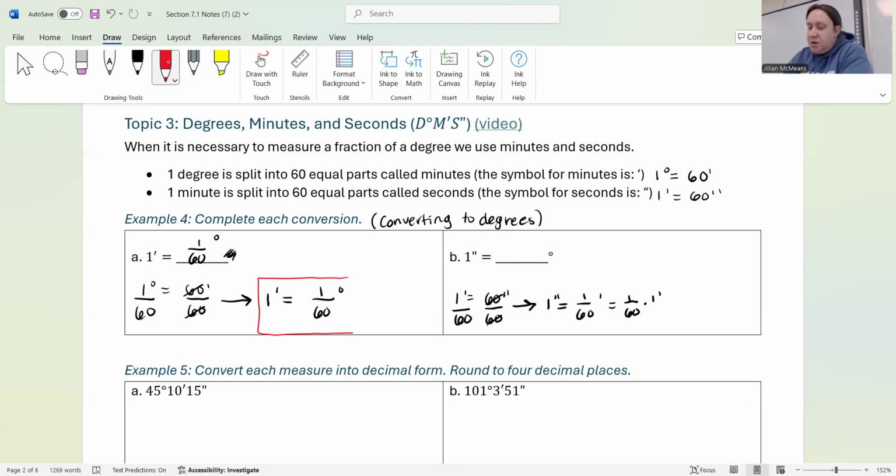So what I'm going to do is I'm going to replace this 1 minute with what 1 minute is in terms of degrees, which is 1/60th. So this tells me I get 1/60th times 1 minute, but 1 minute is 1/60th of a degree. So that tells me that all the way over here, 1 second through this conversion is 1/3600. So we get that 1 second is 1/3600th of a degree. So it's a teeny, teeny, teeny, tiny little portion of a degree, okay?